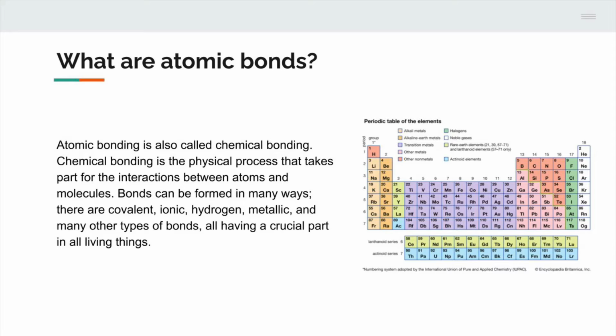Atomic bonds are also called chemical bonding. Chemical bonding is the physical process that takes part in the interactions between atoms and molecules. Bonds can be formed in many ways. There are covalent, ionic, hydrogen, metallic, and many other types of bonds, all having a big and crucial part in all living things.